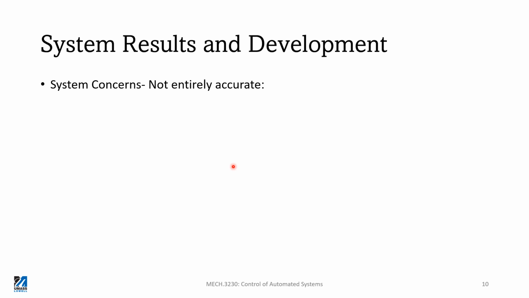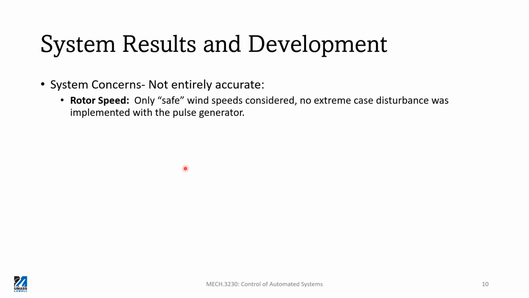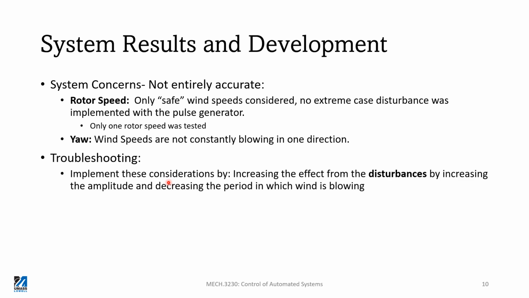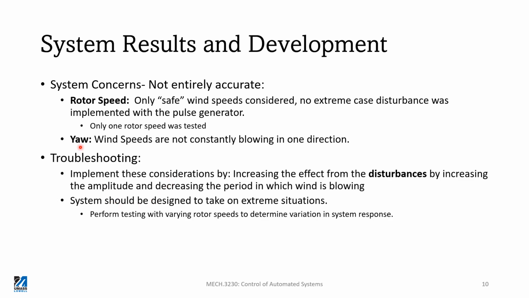System concerns: it's obviously not entirely accurate. For rotor speed, only safe wind speeds were considered. Only one rotor speed was tested, so we could test at multiple different rotor speeds. As far as the yaw is concerned, wind is not constantly blowing in one direction because wind directions are always changing. And by increasing the effect from the disturbances, we can better see how well the system is equipped to handle these disturbances.